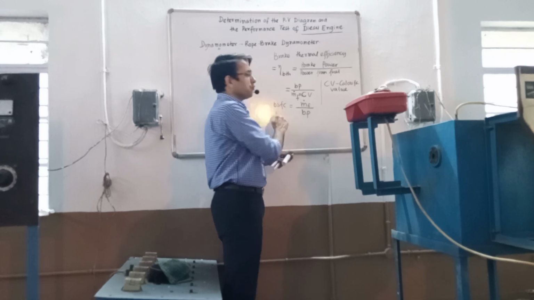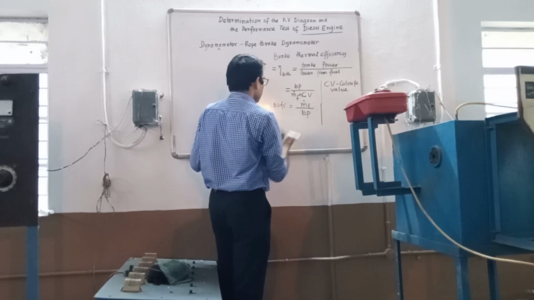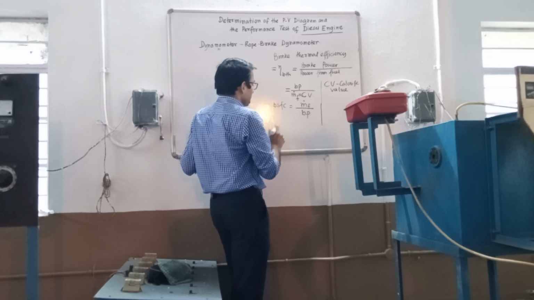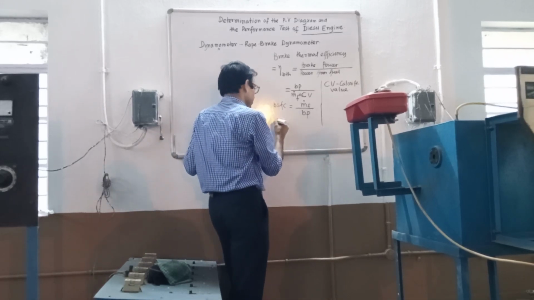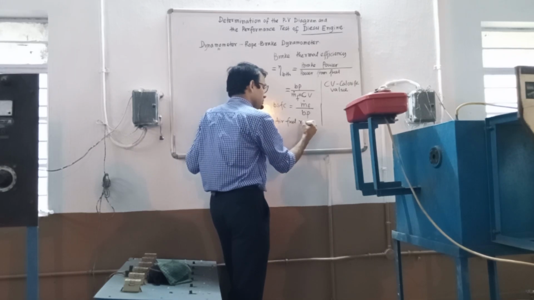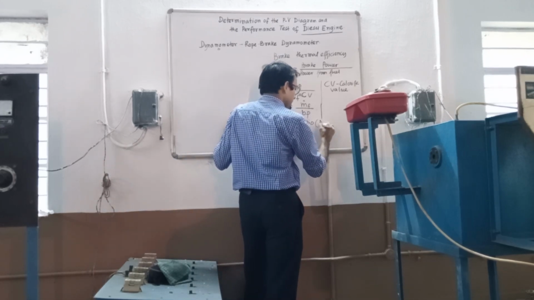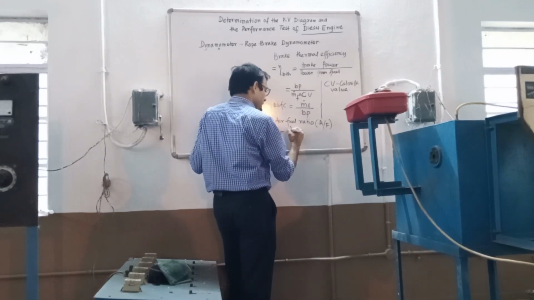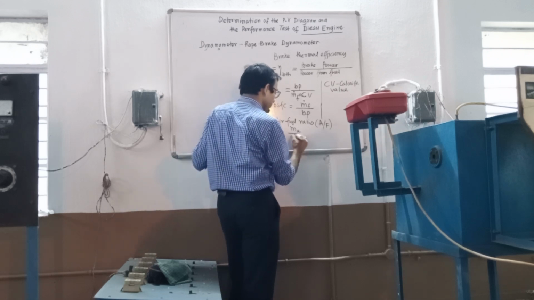So this is related to fuel economy. Next, after brake thermal efficiency, brake specific fuel consumption and brake power, we will calculate the air fuel ratio. This is called the A by F ratio, given by m dot A divided by m dot F, that is mass flow rate of air divided by mass flow rate of fuel.